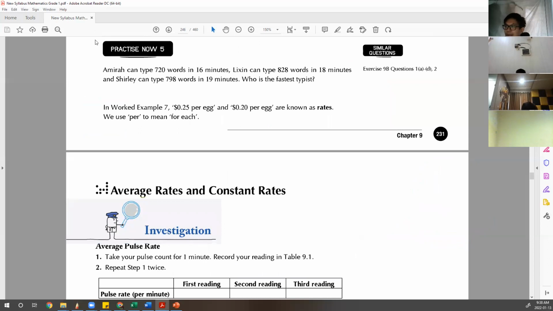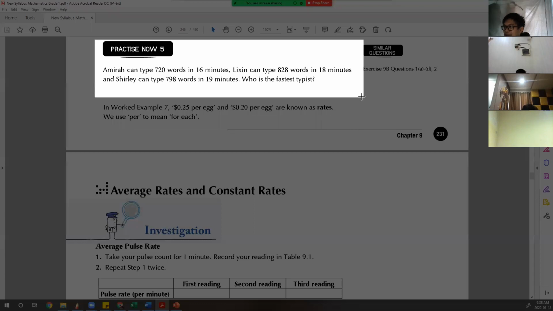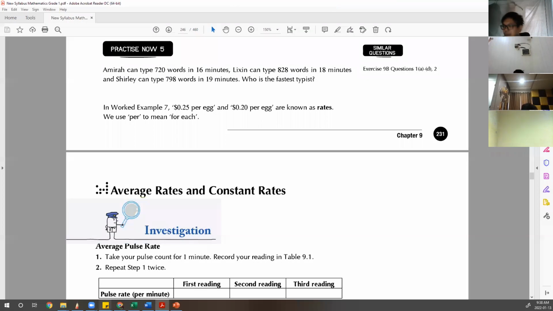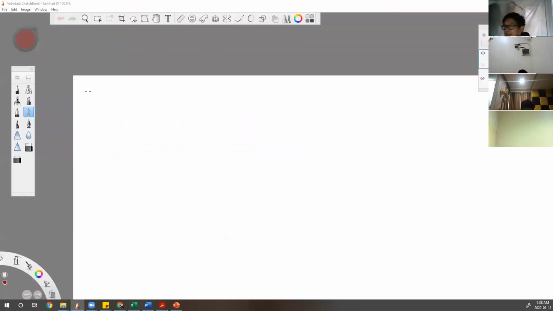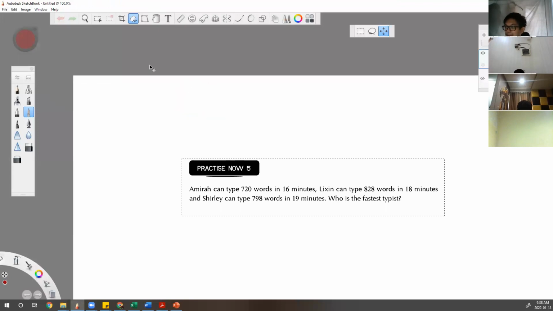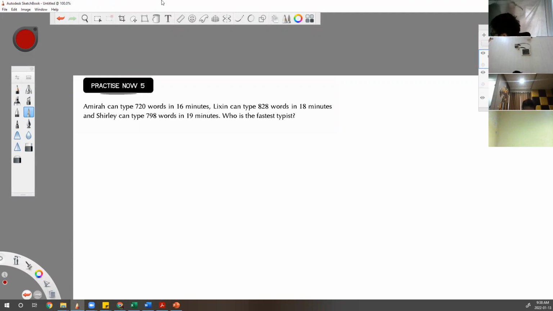So we are comparing between Amira, Lisin, and Shirley. Okay. Please pay attention on this practice now. Amira can type 720 words in 16 minutes. Lisin, 828 words in 18 minutes. And then Shirley can type 798 words in 19 minutes. Who is the fastest typist?